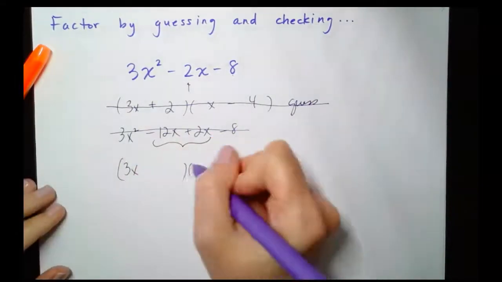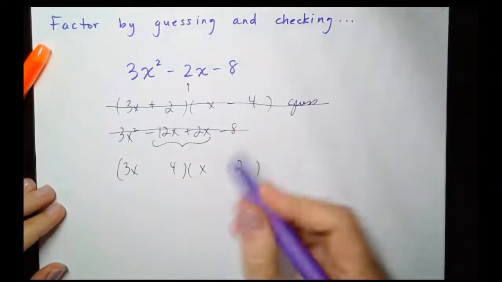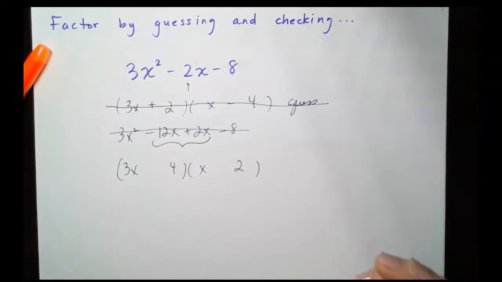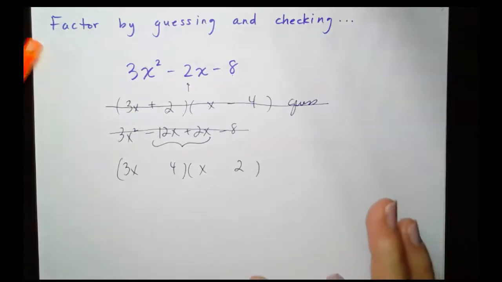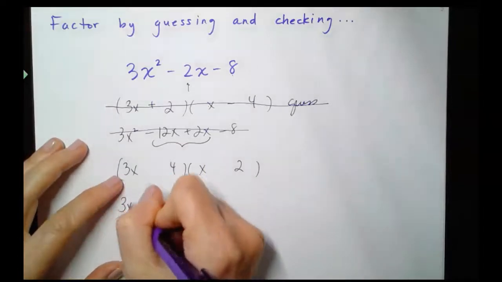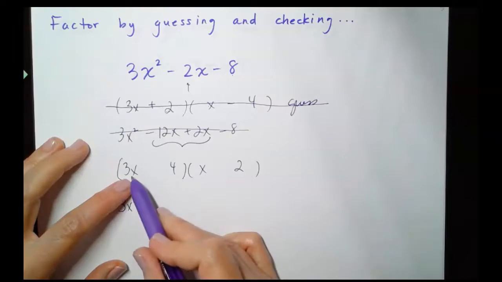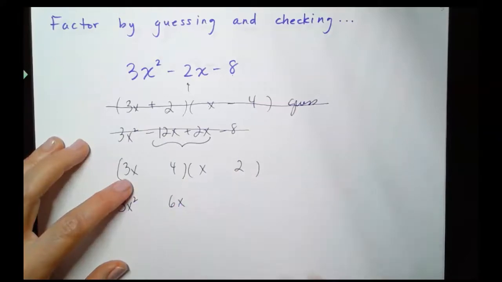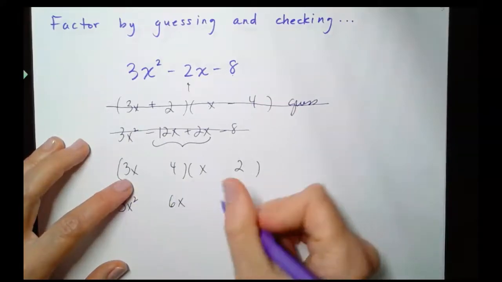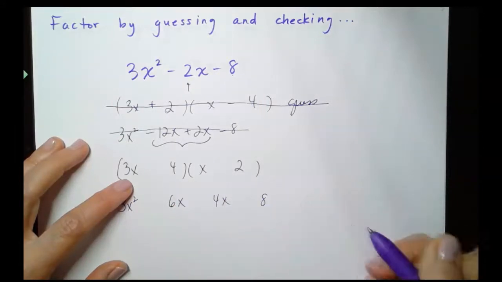3x, 4, x, 2. So before we put signs in, let's be a bit more systematic here. First of all, there's 3x squared. First sides, 3x times x is 3x squared. 3x times 2 is a 6x. 4 times x is a 4x. 4 times 2 is an 8.